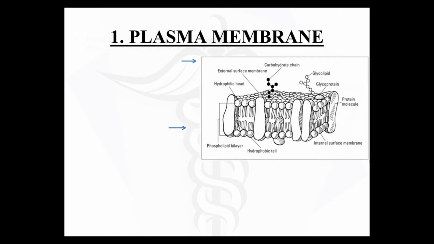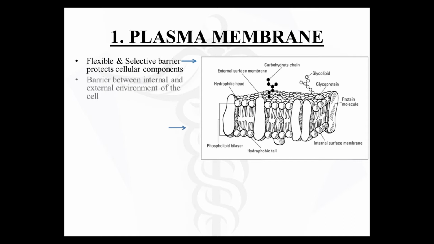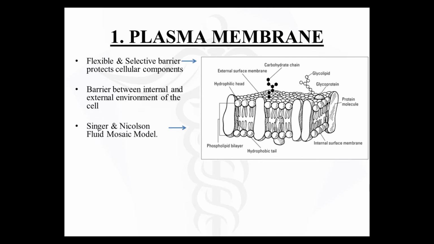Living cells are enclosed by a flexible and selective barrier called the plasma membrane, which protects the cellular components. It is about 80 Angstrom thick and acts as a barrier between the external and internal environment of the cell. The widely accepted model for the plasma membrane was proposed by Singer and Nicolson, called the fluid mosaic model. According to this model, the plasma membrane contains a basic lipid bilayer structure with a mosaic of proteins lodged in it.